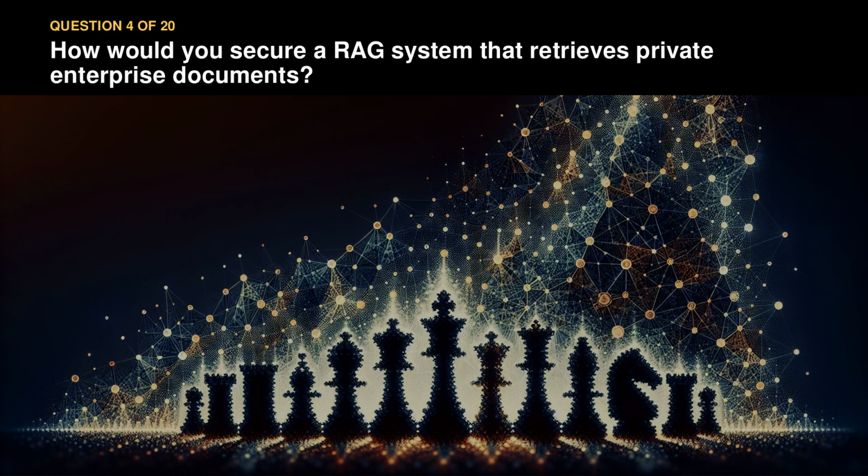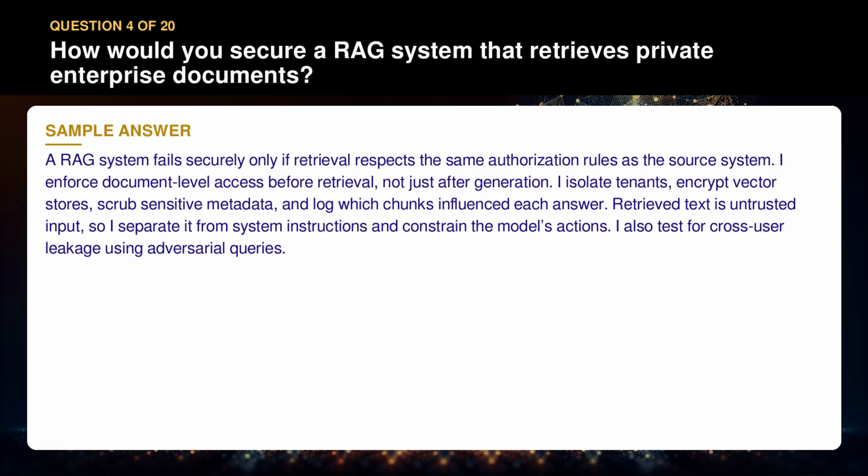Question 4. How would you secure a RAG system that retrieves private enterprise documents? A RAG system fails securely only if retrieval respects the same authorization rules as the source system. I enforce document-level access before retrieval, not just after generation. I isolate tenants, encrypt vector stores, scrub sensitive metadata, and log which chunks influenced each answer.